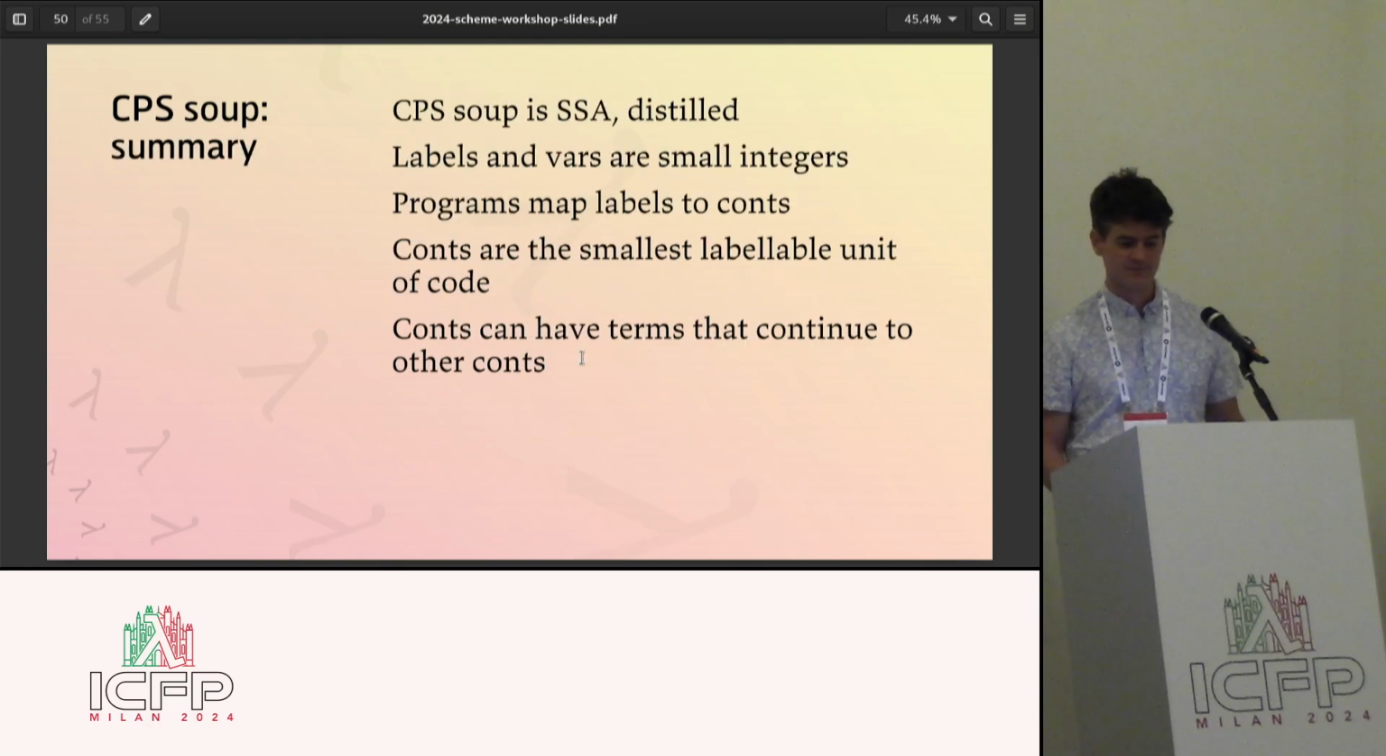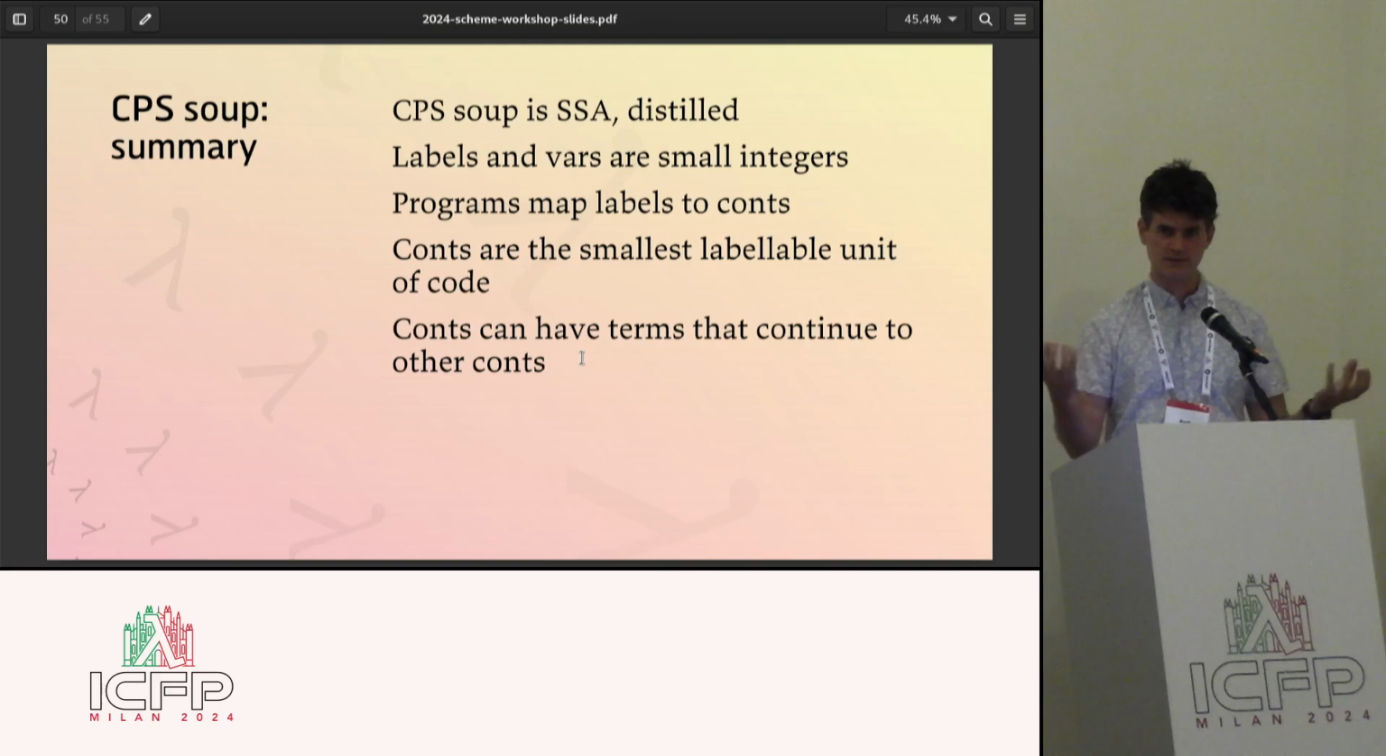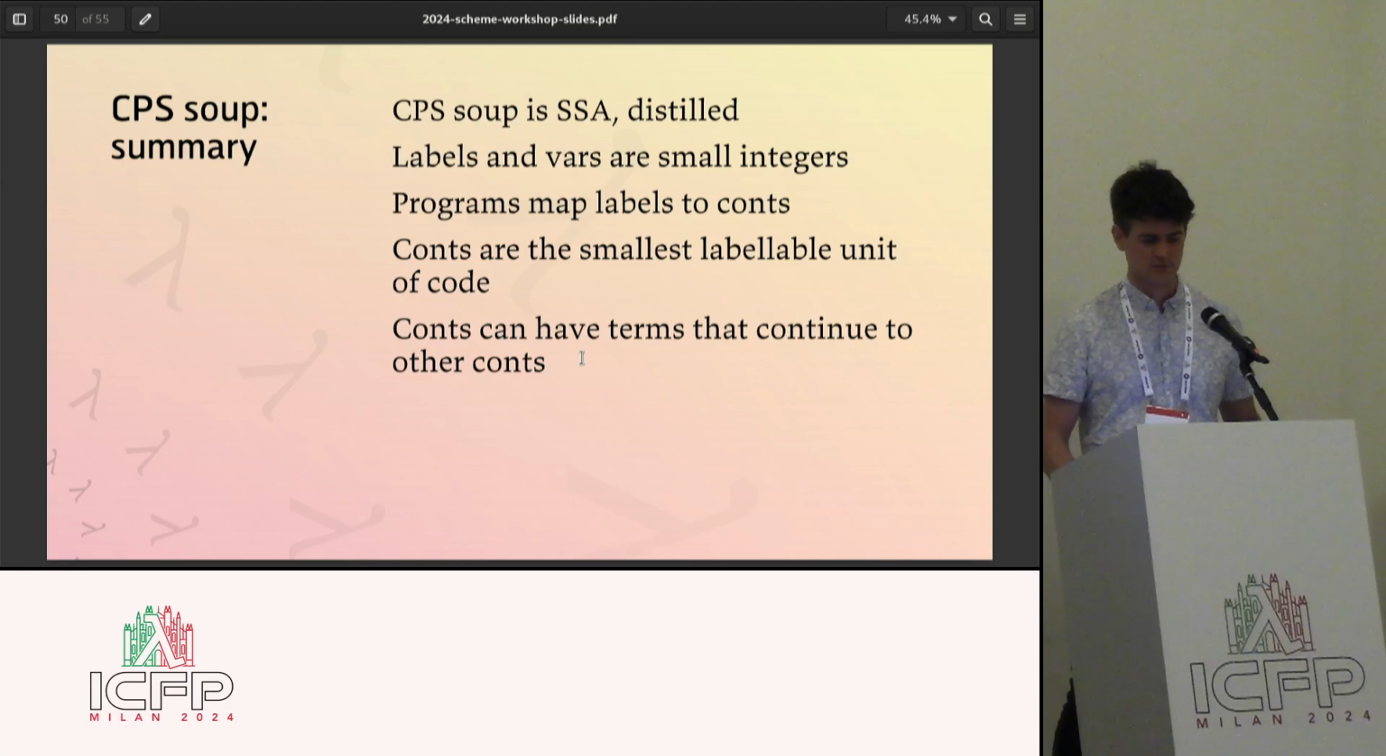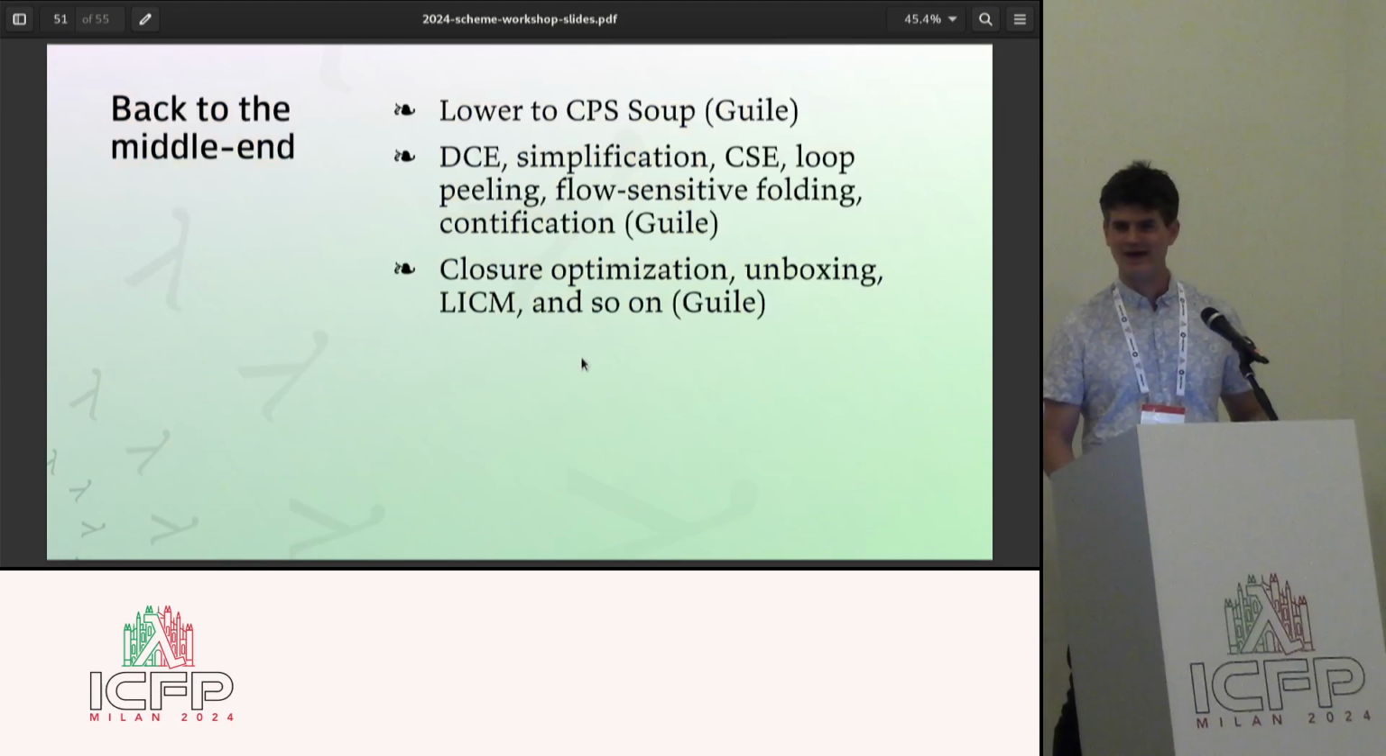So in summary, CPS soup is Guile's IR. It's SSA, but distilled in a way that works for us. Labels and variables are small integers. Programs map integers to conts. Conts are the smallest labelable unit of code, and they have terms, or can have terms, that continue to other conts. That's the IR.